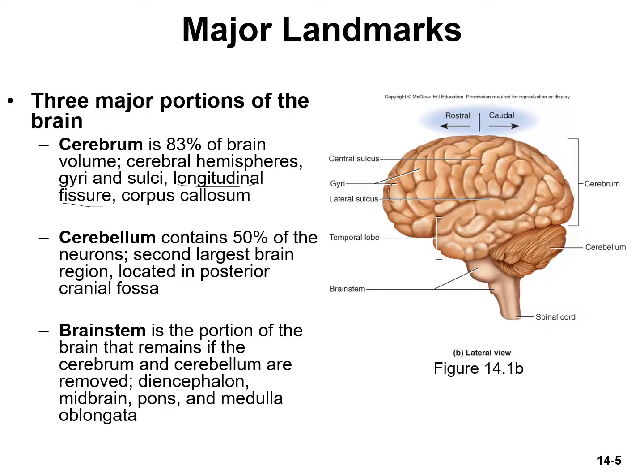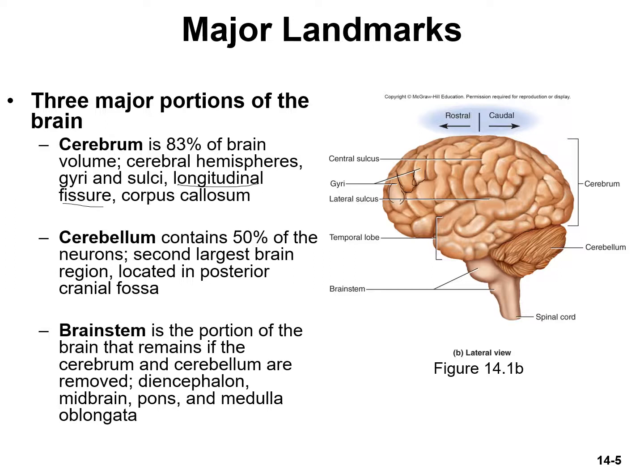So the kind of bulbous folded portions of the brain are the gyri, and then the recessed areas between those folds are the sulci. And then the corpus callosum is a structure comprised mainly of axons of neurons that connect the left and right hemispheres of the brain. Then we have the cerebellum.